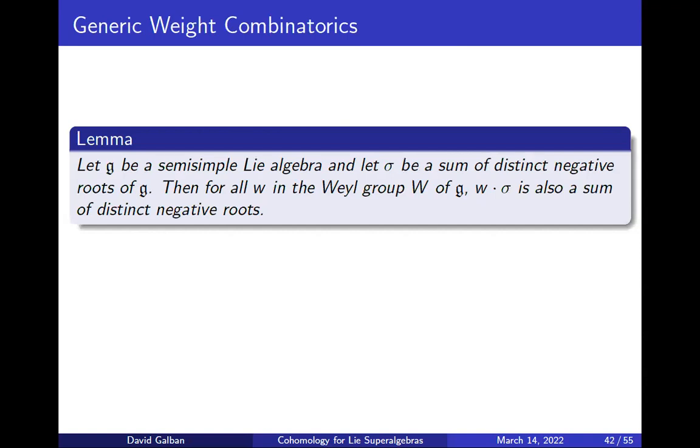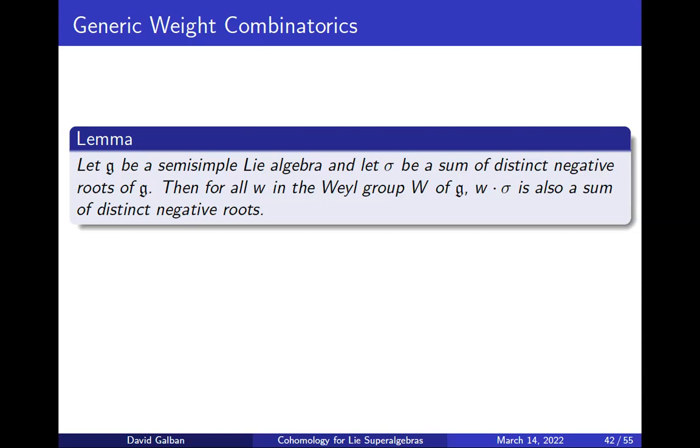Right. So in addition to that, we may be interested in just figuring out which weights in particular are generic. And we do get some nice results for what these would look like. So we're going to start off just with a simple lemma, which says that if G is a semi-simple Lie algebra and sigma a sum of distinct negative roots of G, meaning it's going to be a weight of the exterior on G mod B star, then for all W in the Weyl group, we're also going to have that W dot sigma is again a sum of distinct negative roots.